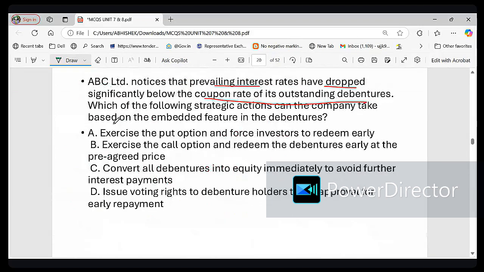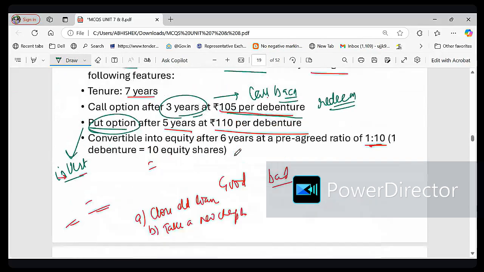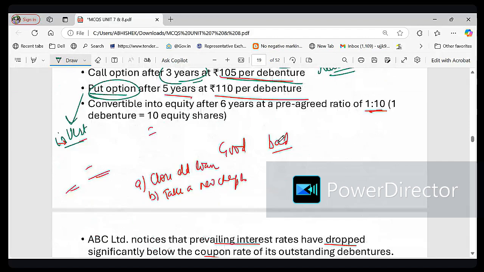So the correct answer to this question is option B, right? Why? Because interest rates are low in the market. The company can redeem the debenture early using the call option at rupees 105, and save on the high interest cost. And they can reissue new debentures at a lower rate. Since the market rate is lower and the company is paying higher to the debenture holder, it will exercise the call option, redeem all the debentures at rupees 105 per debenture, and reissue.